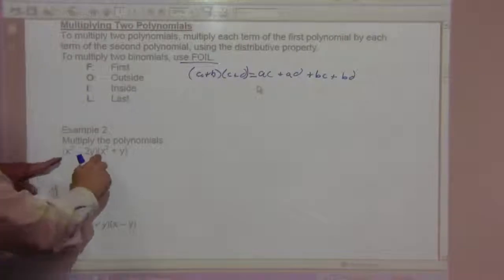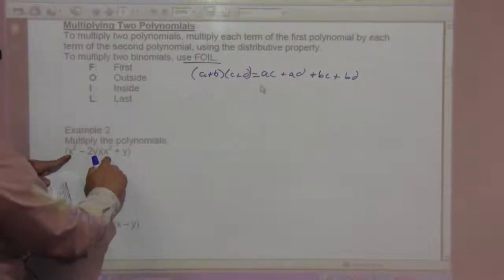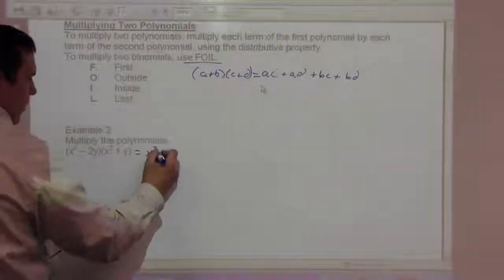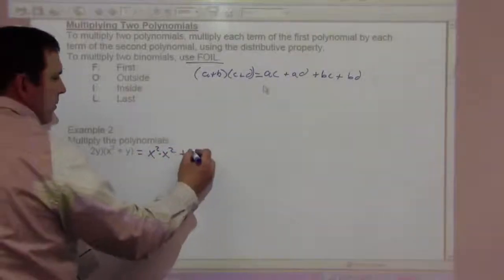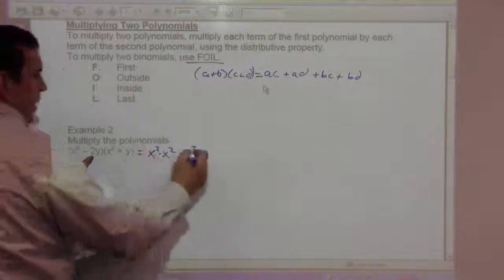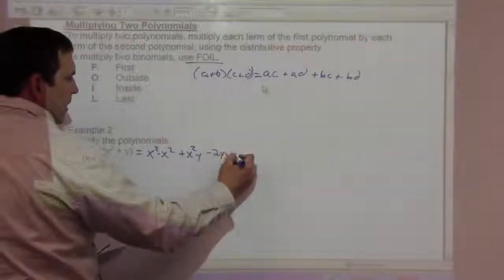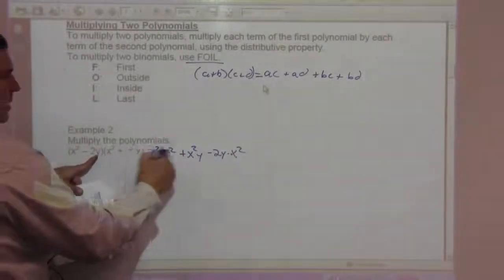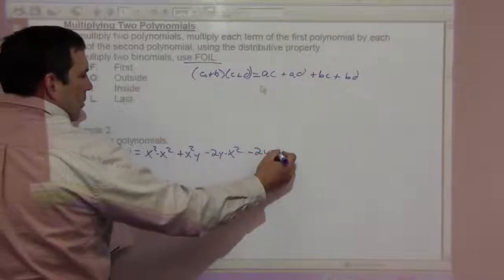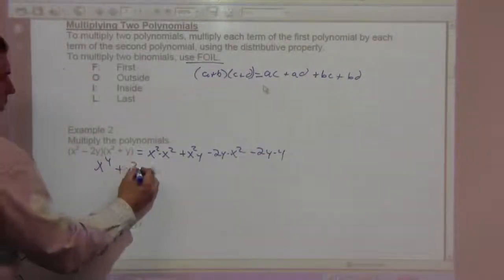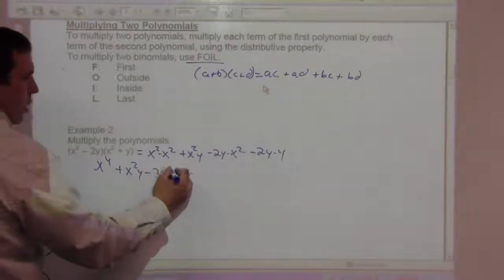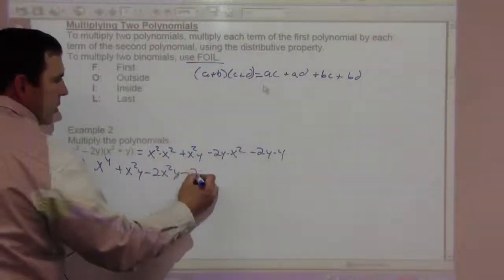So I can do that here. First, x squared times x squared. Outside, x squared times y. Inside, negative 2y times x squared. Last, negative 2y times y. This is x to the fourth plus x squared y minus 2x squared y minus 2y squared.